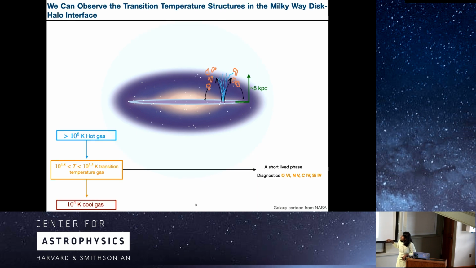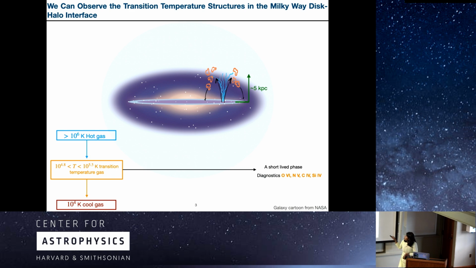As this hot gas moves up from the plane, it will start becoming thermally unstable and break out into smaller structures like this, and those will cool to the final flow temperature. Between this hot and the cool phase, there is an intermediate phase. We call it transition temperature gas, but you can call it warm hot phase. The main point is this warm hot phase is very important because it provides most of the cooling for the hot gas, and it produces some of the important diagnostics like carbon-4, silicon-4, oxygen-6.